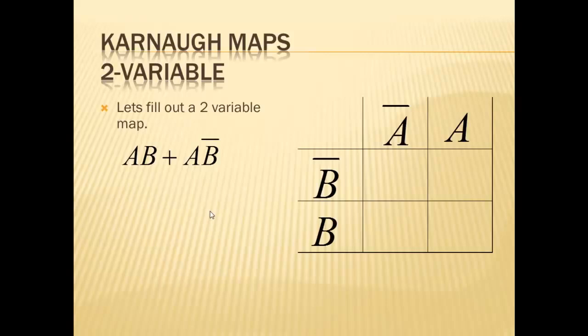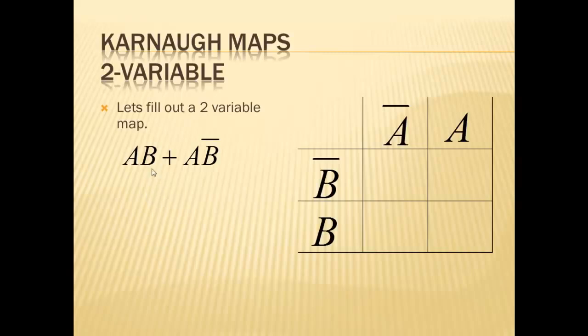Let's map one. We've got this expression, AB or AB not. Now you could probably see, with Boolean algebra, I could pull out the A, and B ORed with B not is just a 1, so that cancels out and you're left with A. That's doing Boolean algebra.